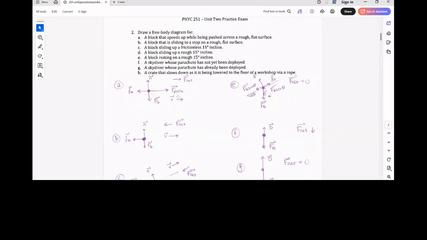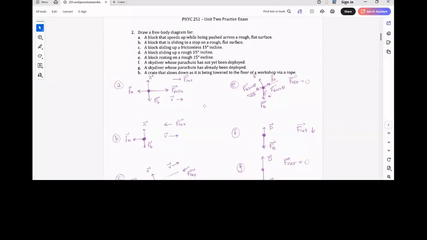And if we just arbitrarily choose that the positive x direction is the one that corresponds with the direction of the push, that means that velocity is also going to point in that direction. It means that the net force is going to be in that direction because we know that our block is speeding up. So the force of the push is more than what is necessary just to cancel out Fk.